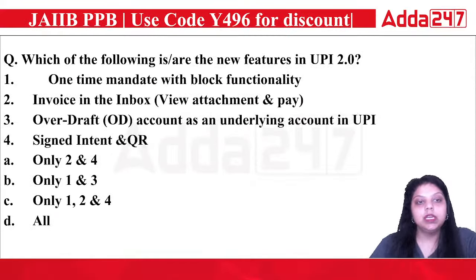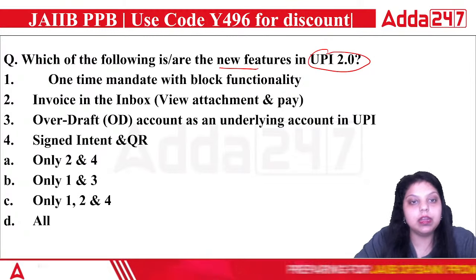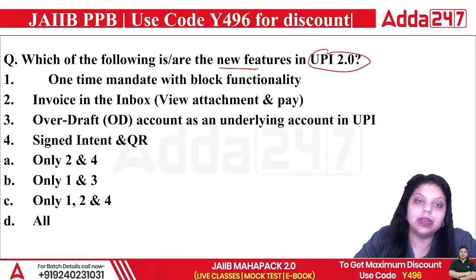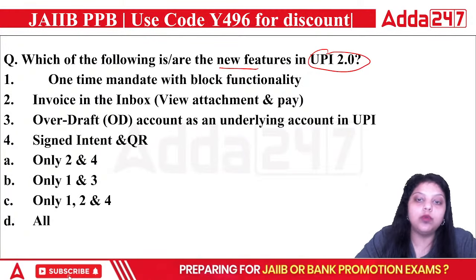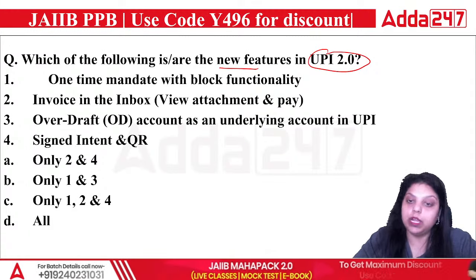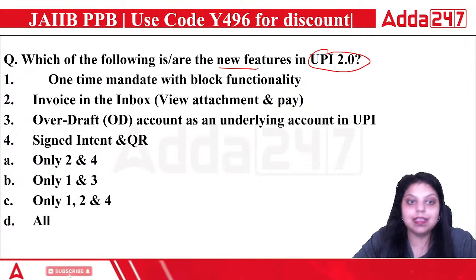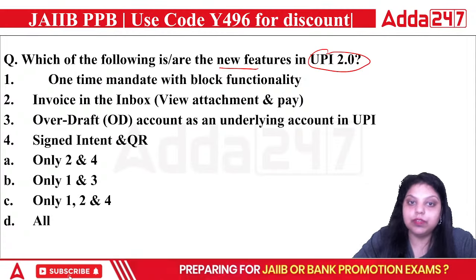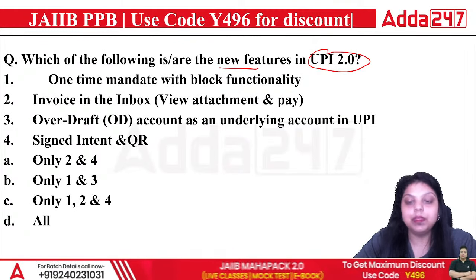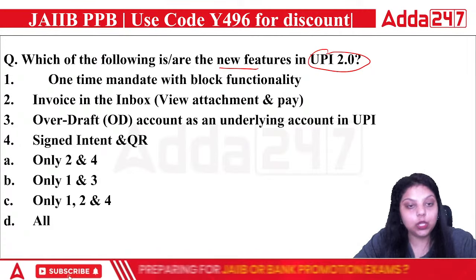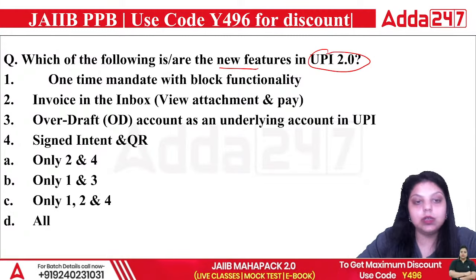Okay, next. Which of the following is a new feature of UPI 2.0? So I guess you all are aware of this, that the UPI 2.0 version has been introduced with certain new features. Mainly 4 new features have been introduced in UPI 2.0. Which of them is correct? First is one-time mandate with block functionality. Second is invoice in the inbox, view, attachment and pay. Third is overdraft account as an underlying account in UPI. Fourth is signed intent and QR. So which of the following do you think is correct? A, B, C or D?